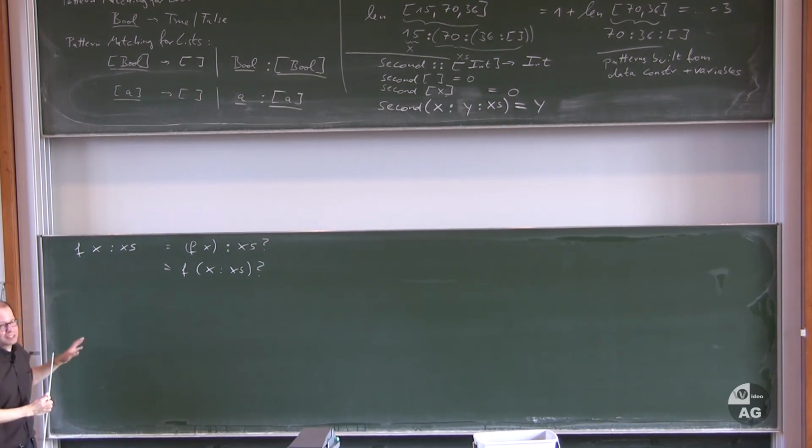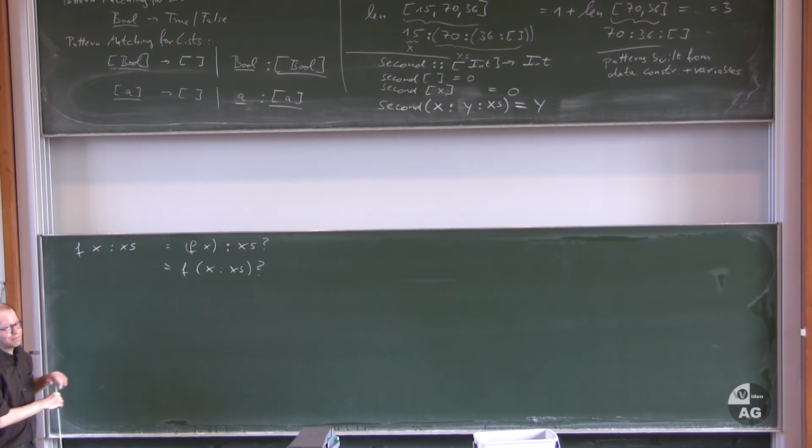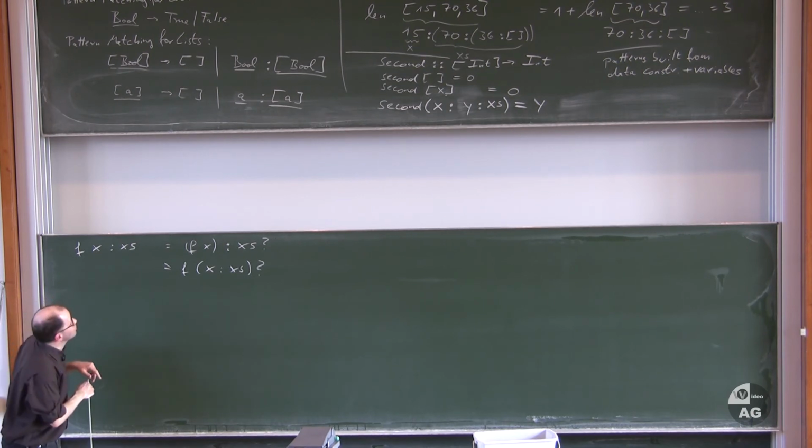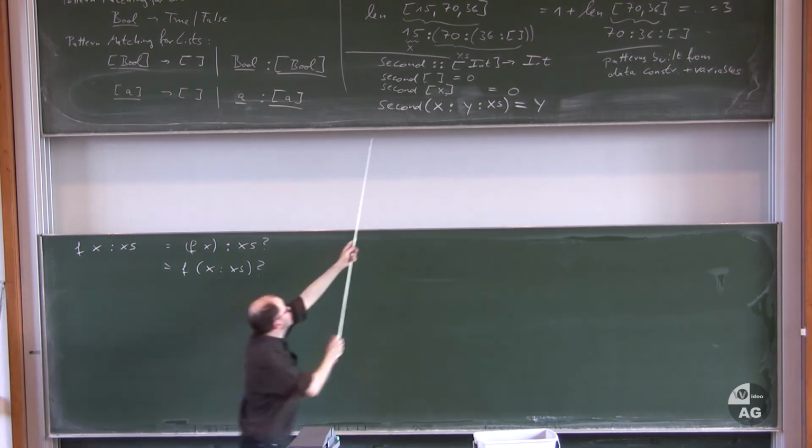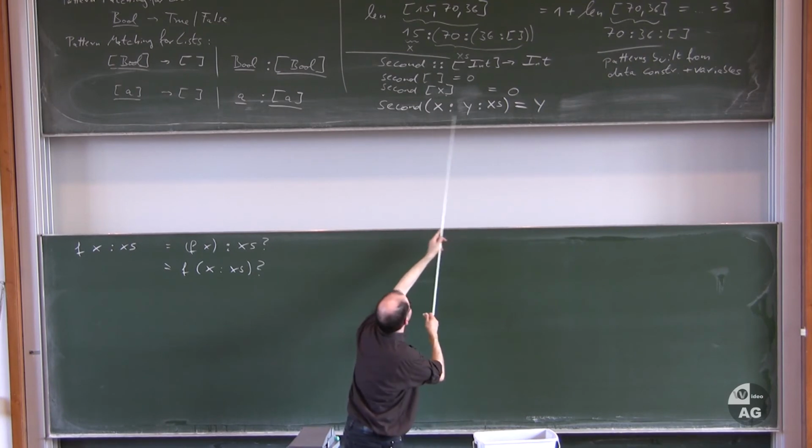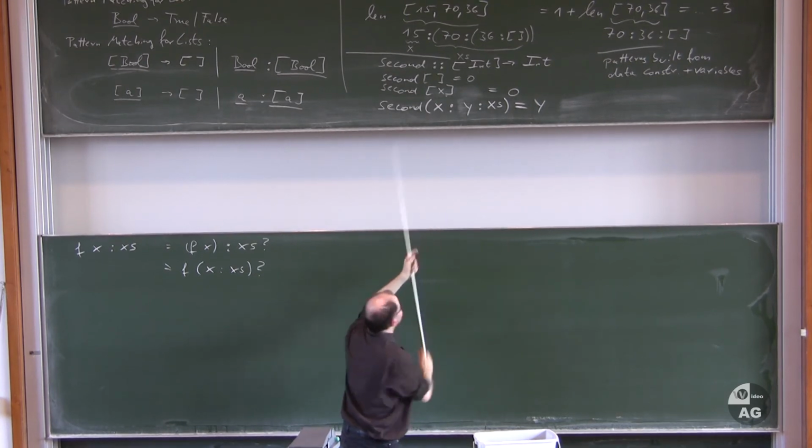Whenever this is not completely clear, it's better to write parentheses, and then you avoid any misunderstanding. So better try to avoid misunderstandings so that no misunderstandings occur. So here, second is applied to this list. So this colon applies to x, y, and x's, but not to the second.